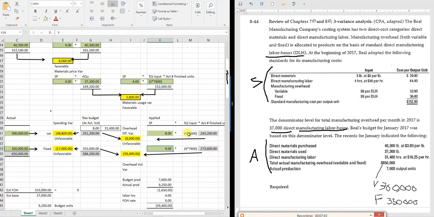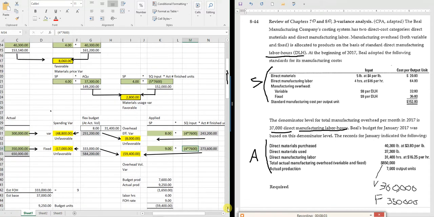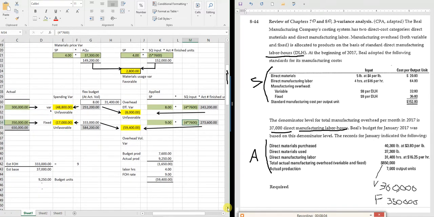So I need to convert my input, and I've already put 7,600 down here, to direct labor hours, and each one takes 4 direct labor hours. So I can't stress the importance enough of figuring out what your denomination base is and getting the units to relate to the rate.